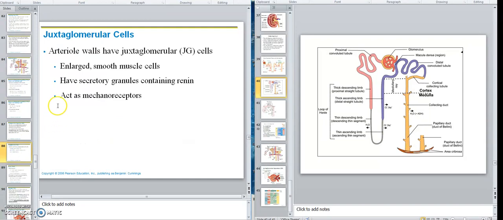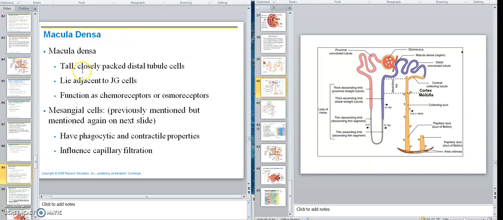Okay, so let's go back. The smooth muscle cells are going to act as mechanoreceptors. I'll show you in a moment. The macula densa cells are going to check out chemicals and osmotic pressure. Okay? And like I said, the mesangial cells are just cells interspersed between there.